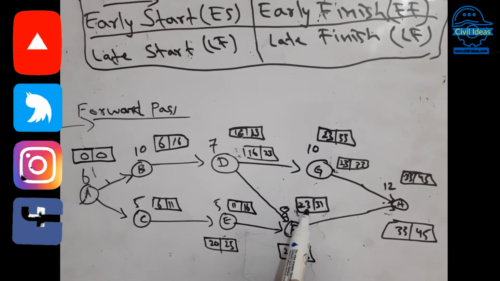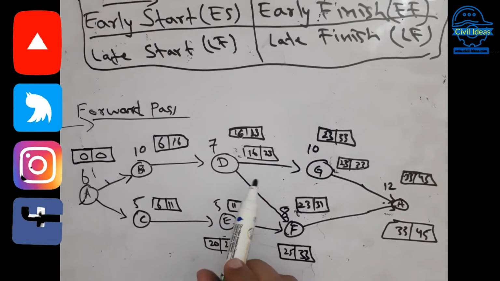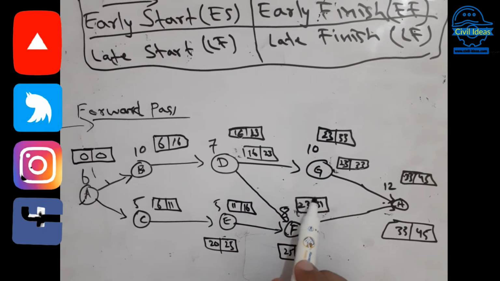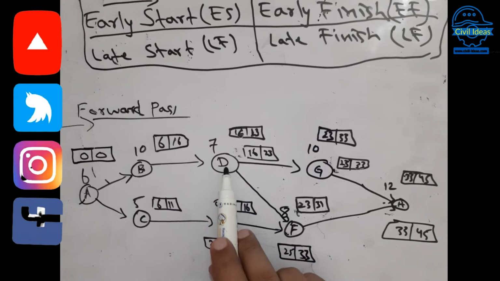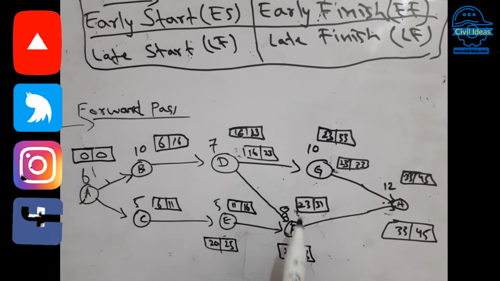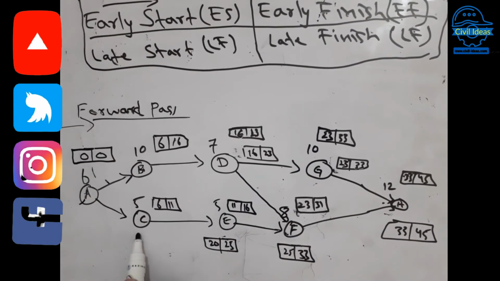Here is the 23, so you have to take the 23. But if there is a minimum value, you have to take the minimum value if there are two successors for an activity. Okay, and now we will move to the next activity.